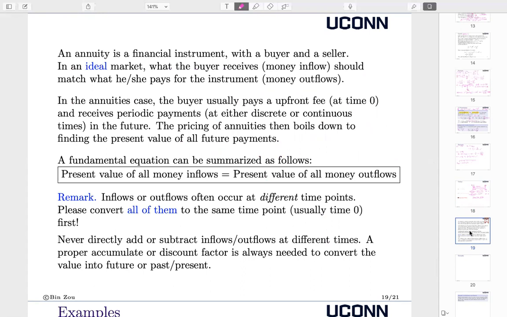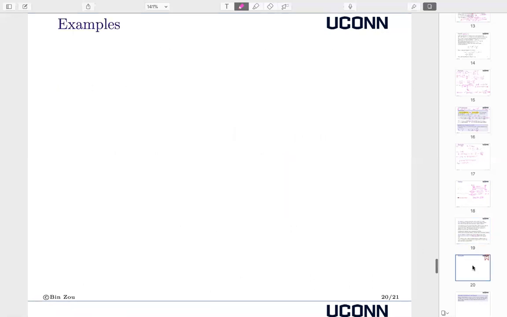Here I put a remark that all of them must be at the same time point. When we convert to time zero, it's present value, but sometimes it's more convenient to do the converting to some middle point or even to the end point. We don't have to do it at time zero. So let's say we have many examples.